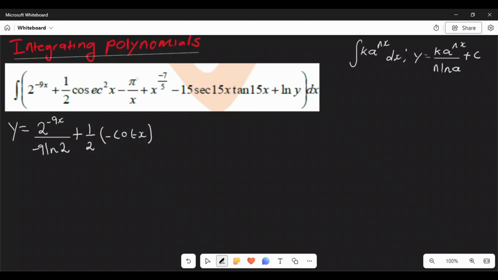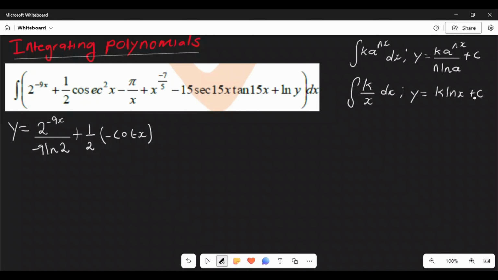The third term here, we have pi over x. In fact, it's negative pi over x. On this term, we're going to use the other rule, which is the natural log rule. I'm going to write it here just like the other one. The natural log rule goes like this. You have k, the coefficient, over x dx, and then when you integrate here, it's very simple. All you have to do is k multiplied by natural log x plus c.